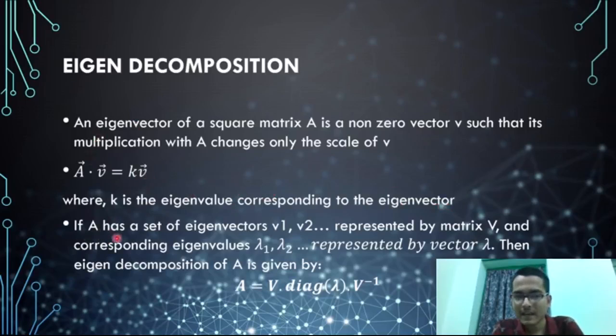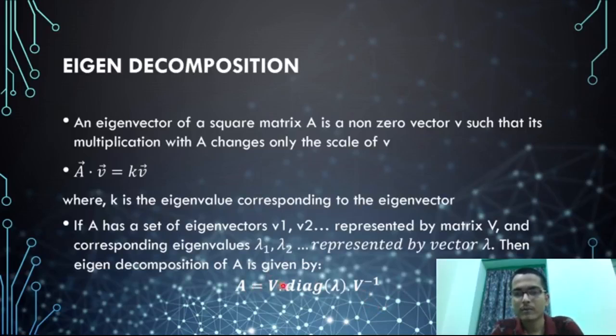If A has a set of eigenvectors v1, v2 represented by matrix V, and the corresponding eigenvalues lambda1, lambda2 represented by vector lambda, then the eigen decomposition is given by the following. So what is eigen decomposition? You know factorization, right? Let's say we do factorization of 100. What will be your answer? 5 square into 2 square. So this is nothing but a type of factorization. There's a matrix, and we can break the matrix into its components in this way. The components are eigenvectors and eigenvalues, which are similar to factors, right?